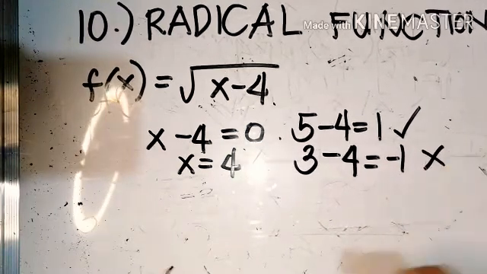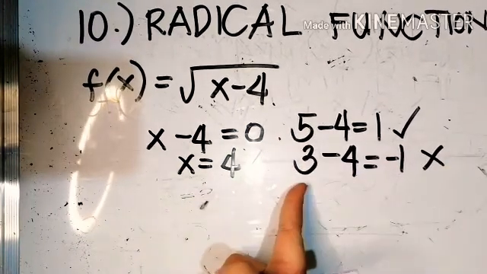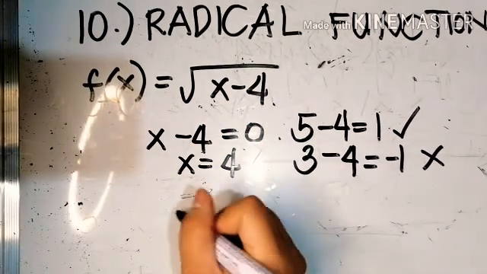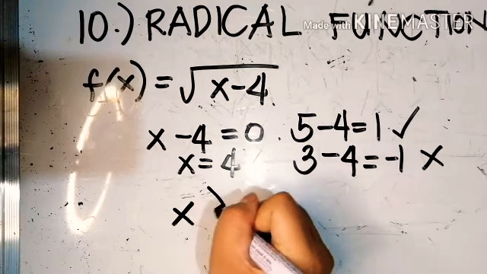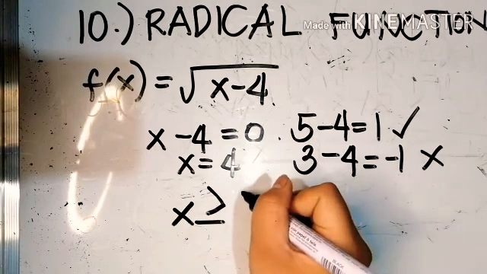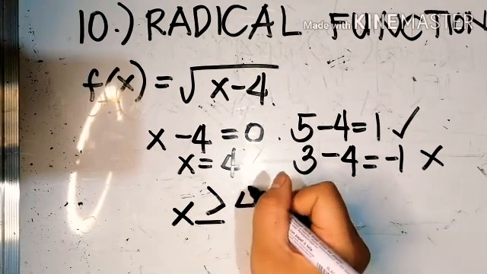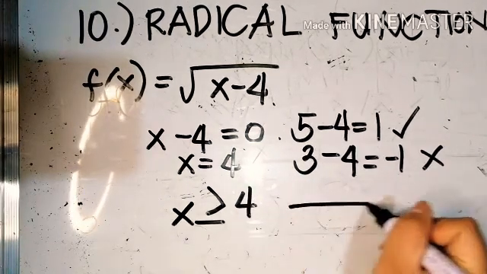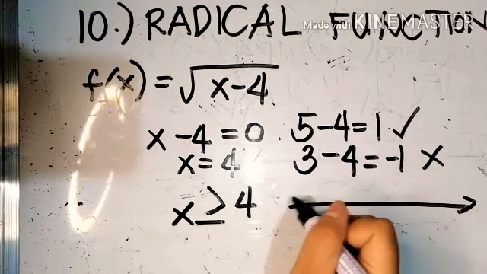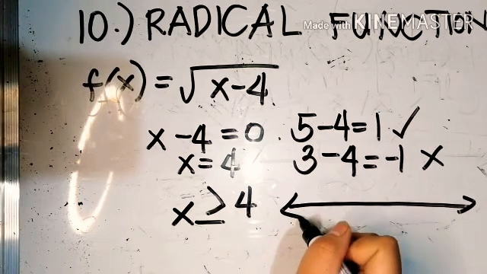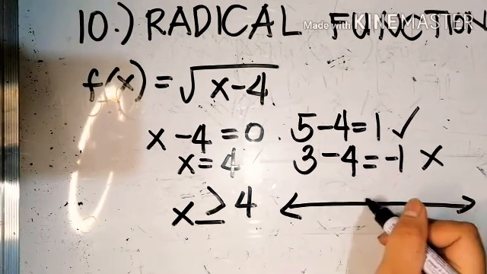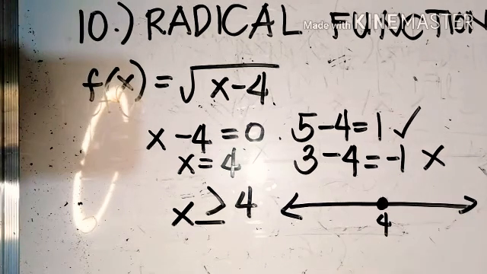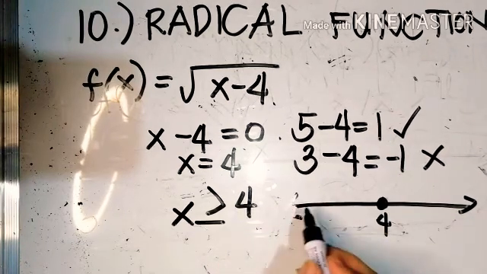Kapag si 3, 3 minus 4 is equal to negative 1. Pwede ba si 3? Hindi. So, 5 is greater than 4 and 3 is less than 4. So, ang kailangan nating numbers ay greater than 4 para maging positive. Therefore, ang value ng x natin, x is greater than or equal to 4. Pwede siya maging equal, pwede siya maging greater than, pero bawal siya maging less than. Tandaan, pwede siyang maging 0, pero bawal maging negative.